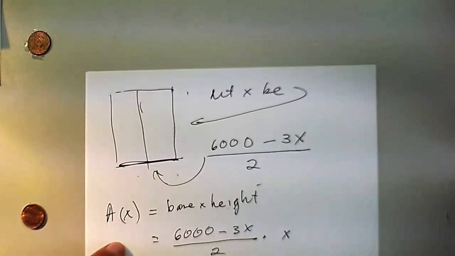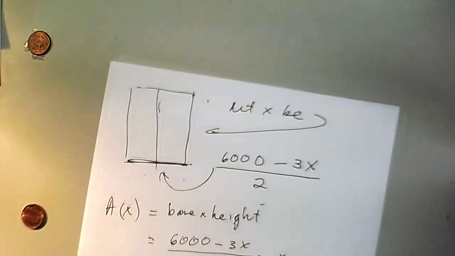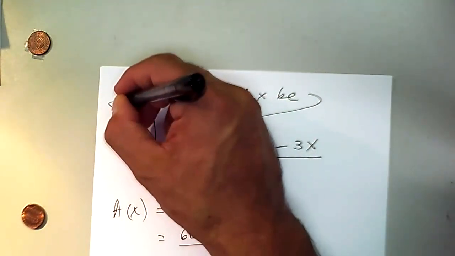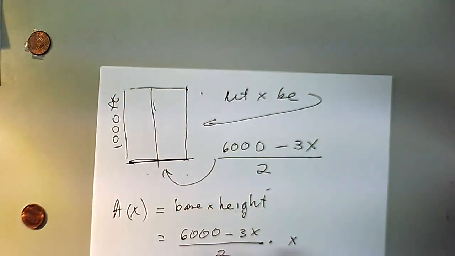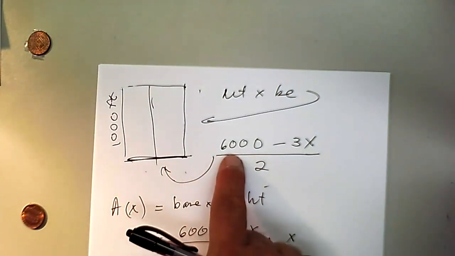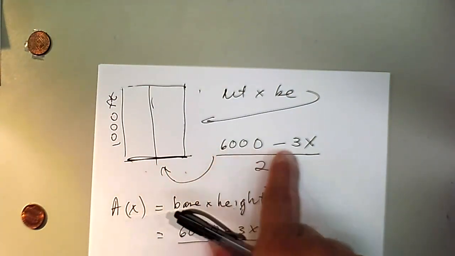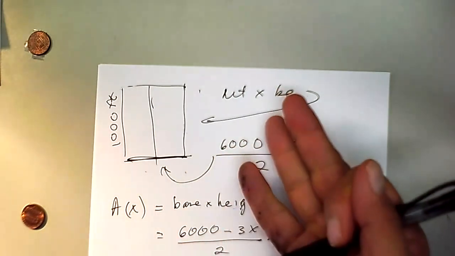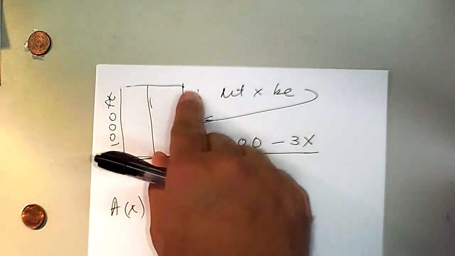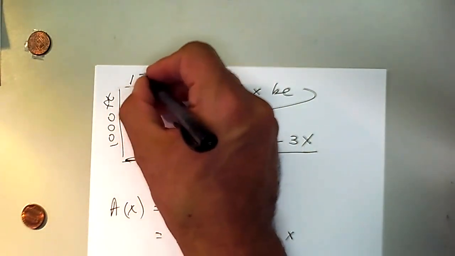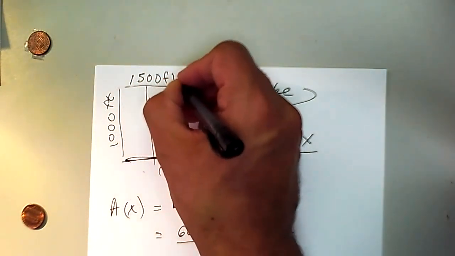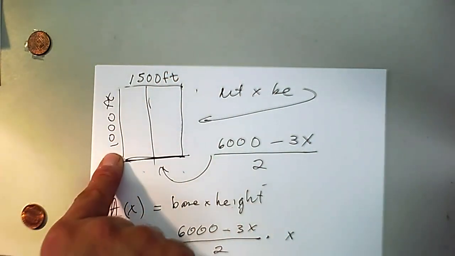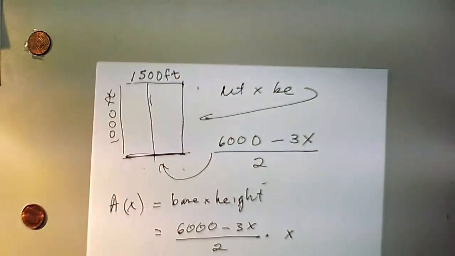Okay, so that means that this should be 1,000 feet. And then to figure out the other side, well, let's do that. So if x is 1,000, 6,000 minus 3,000 is 3,000. Divide by 2, this side has to be 1,500 feet. And by the way, when we multiply those two, that's an easy multiplication because this is a 1 and 15.